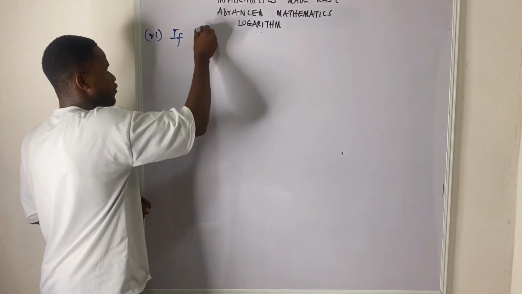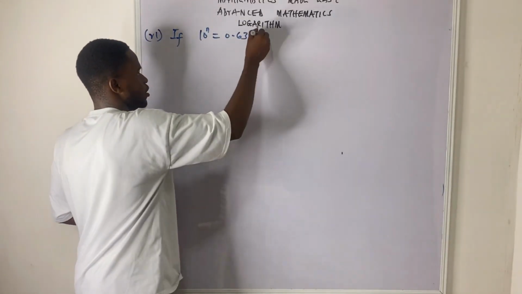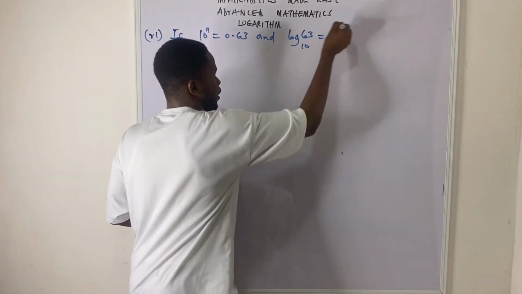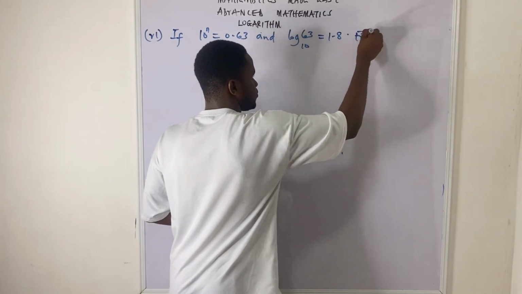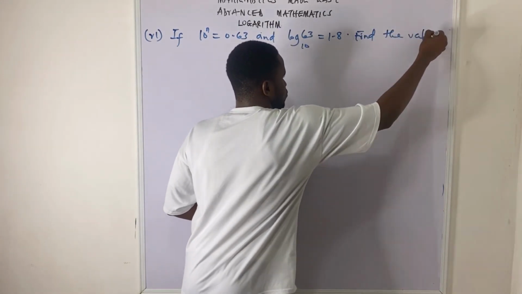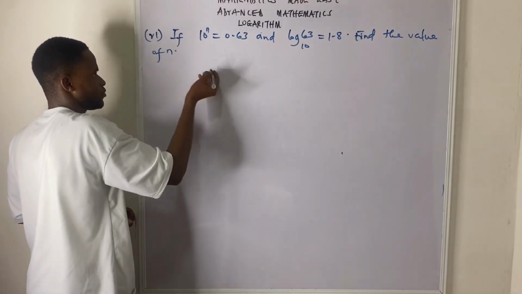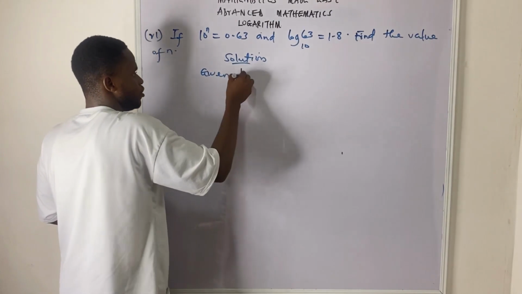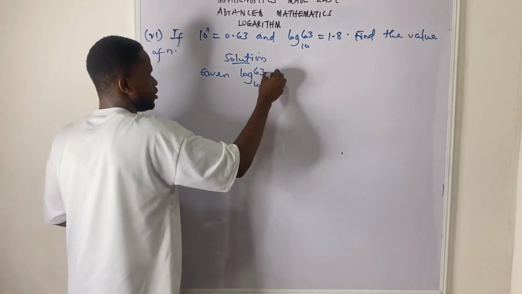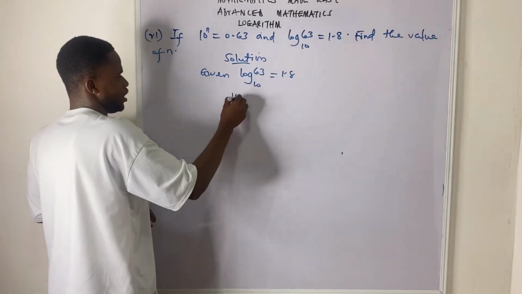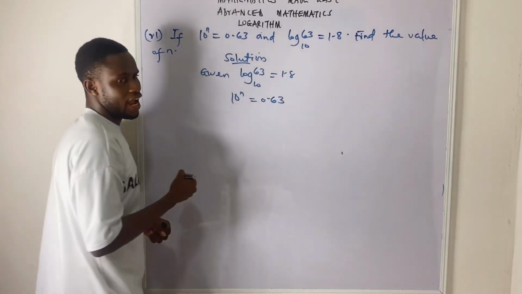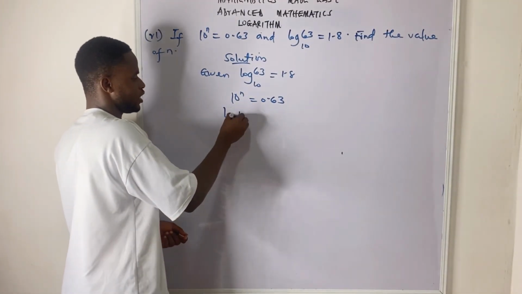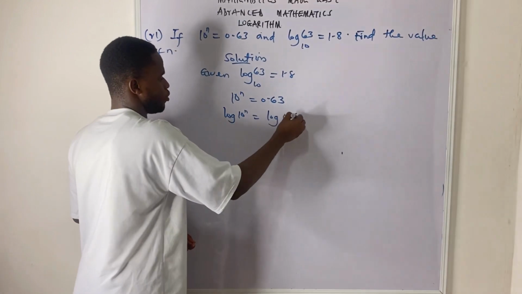If we are given, let's say, 10 raised to the power n is equal to 0.63 and log 63 base 10 is equal to 1.8, and you have to find the value of n. It's very simple. So I'm given that log 63 base 10 is equal to 1.8 and 10 raised to the power n is 0.63. To find the value of n here, you simply take the log of both sides. That will be log 10 raised to the power n equals log 0.63.